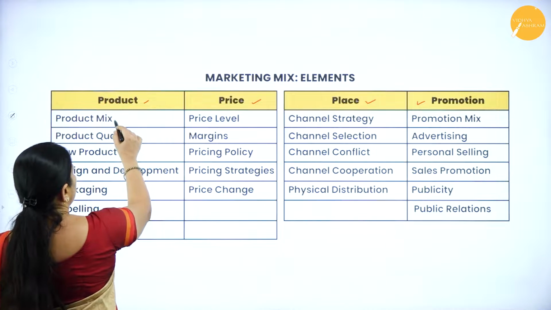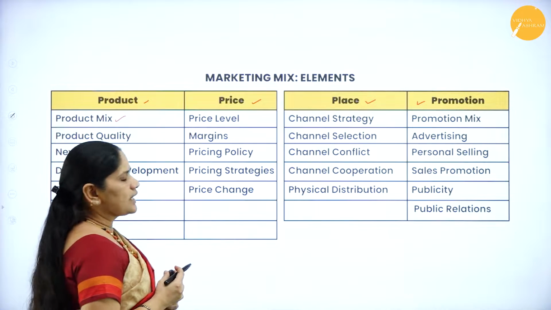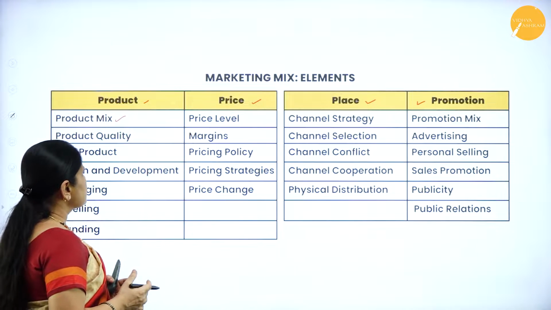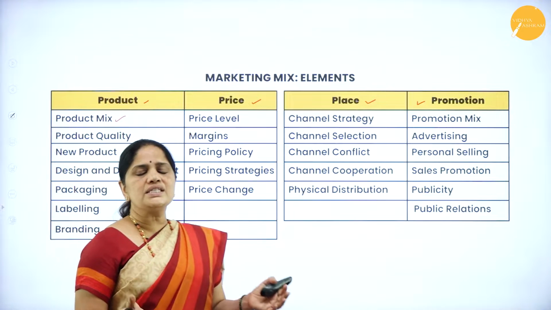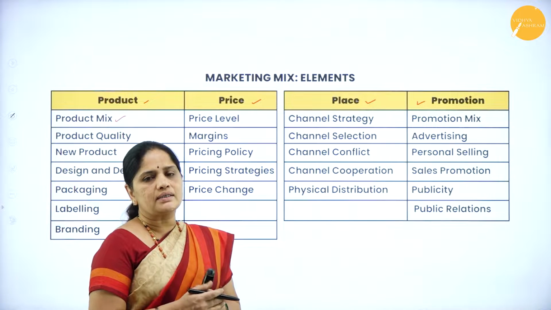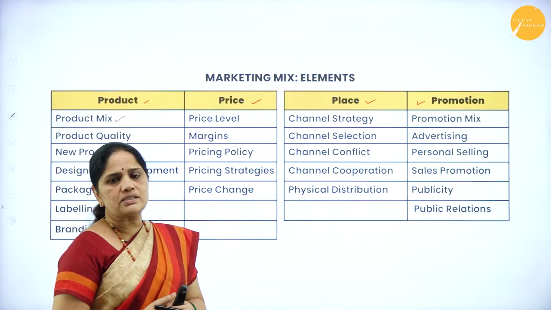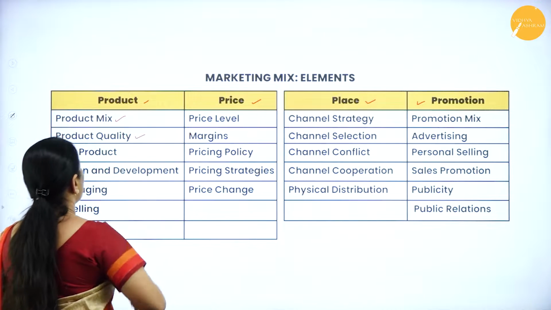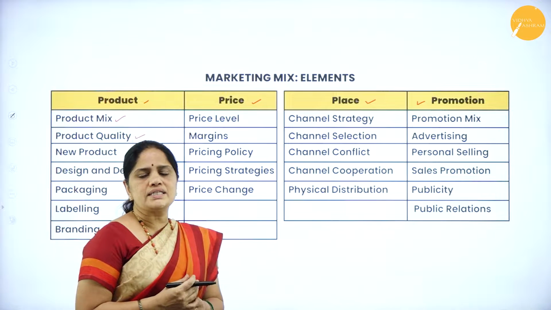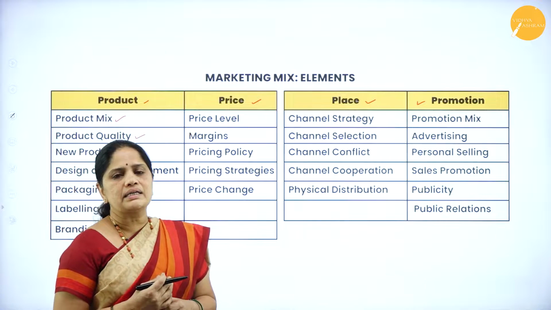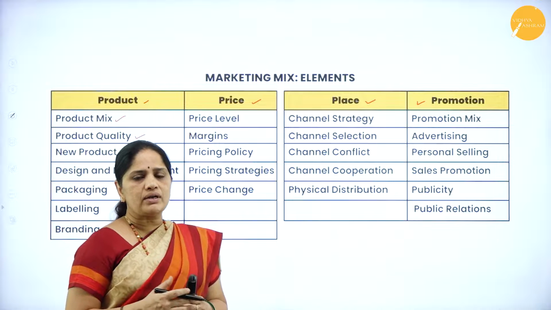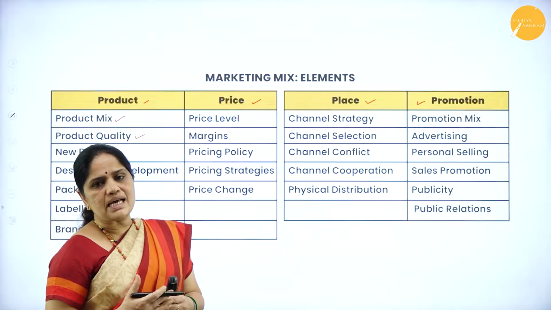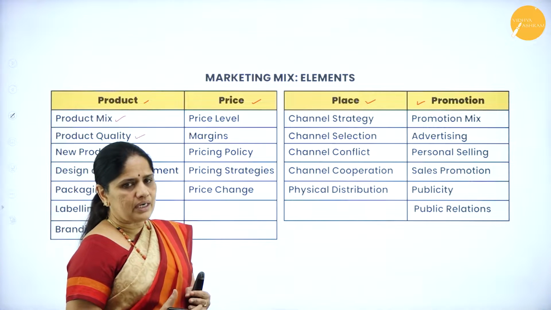Now, in this product, the first one will be the product mix. Now, what do we have to do about this product mix? So, product mix refers to what are the various features which are involved in the product. So, what are the features the product is offering to the customer? Then, next will be the quality of the product. Now, in this product quality, we have to see whether the product is of a very high quality or low quality or a mediocre quality. So, in this way, the marketing mix has to be decided based on the product quality.